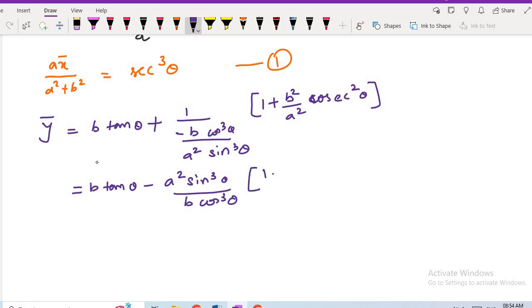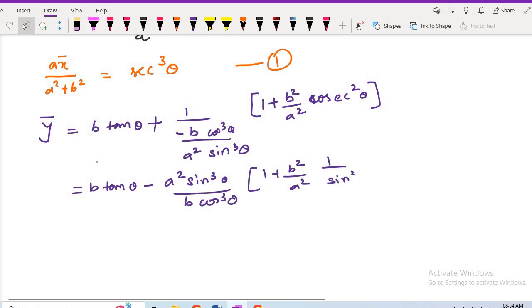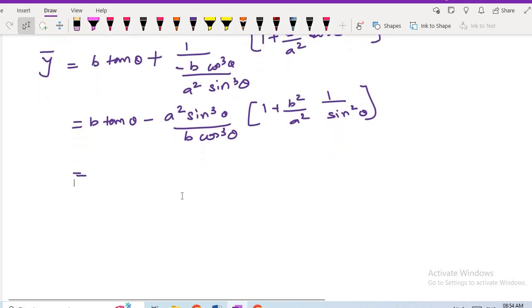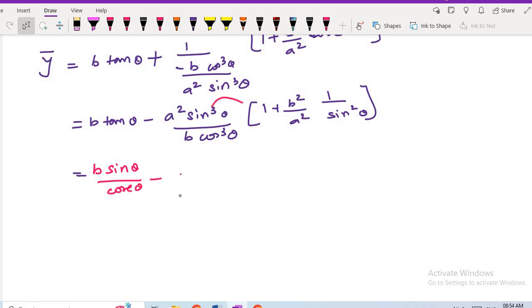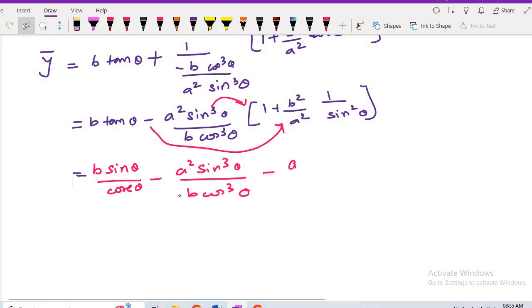Okay, and then 1 plus b square by a square cosecant square theta, where cosecant square can be written as 1 by sin square theta. So as usual, as in the previous problem, just multiply the terms. Tan can be written as b sin theta by cos theta. Then minus, you can multiply this term inside. So a square sin cube theta divided by b cos cube theta. This minus into plus, again you are getting minus. So minus a square sin cube theta.